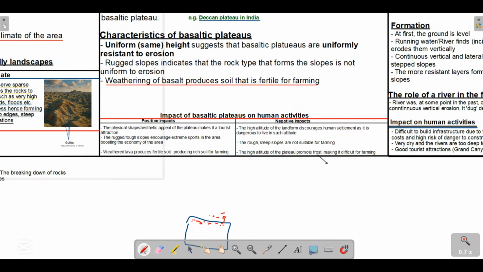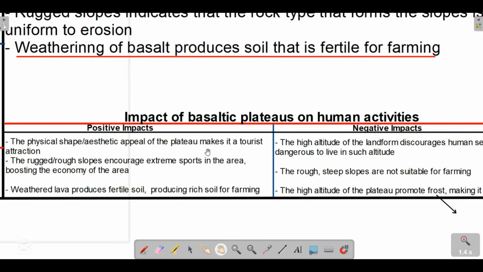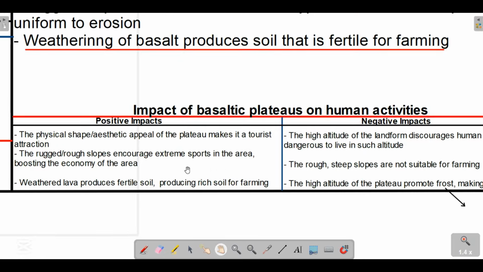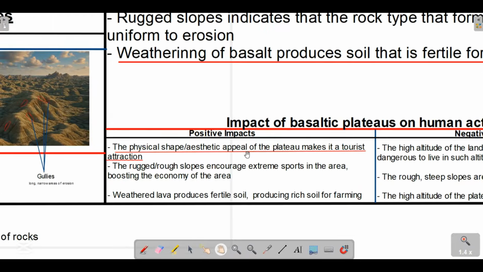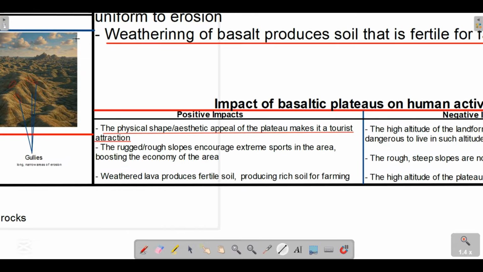They produce soil. Now, let's take a look at the impact that basaltic plateaus have on human activities. So, the positive impact is that the physical shape, the aesthetic appeal, the beauty of the plateau makes it a tourist attraction. So, it's good for the economy. You have tourists that are going to come from other countries to your country to really enjoy the beauty of the plateau. And because they've gone to your country, that means they buy from businesses from your country, they stay at hotels from your country. So that's good for the tourism, that's good for the economy, because that means that businesses will benefit financially.